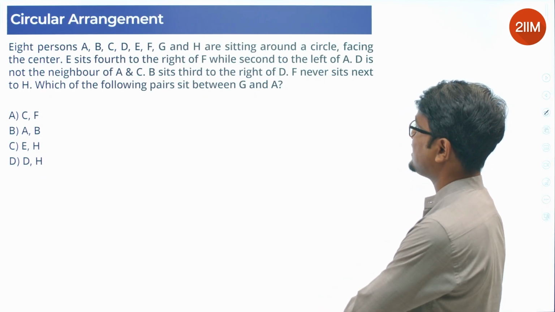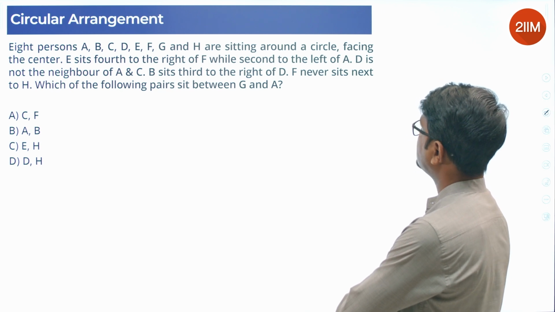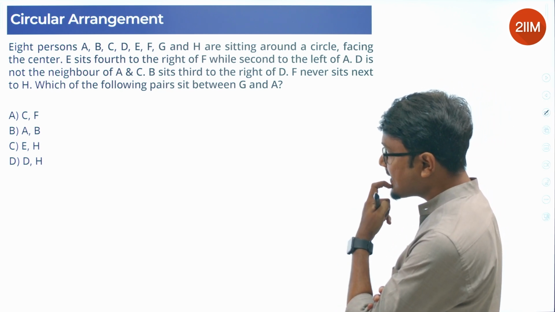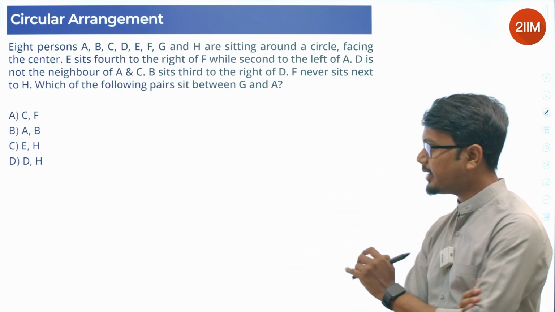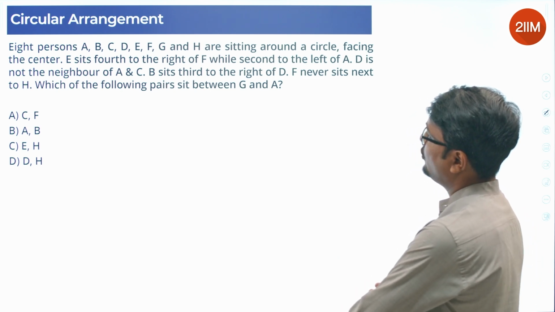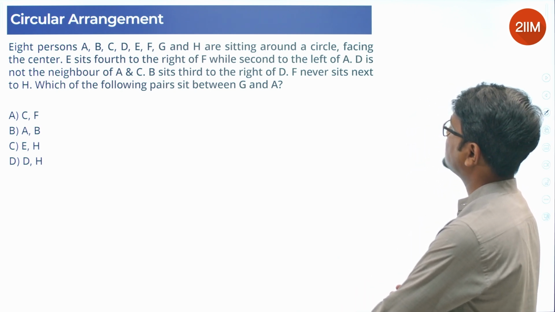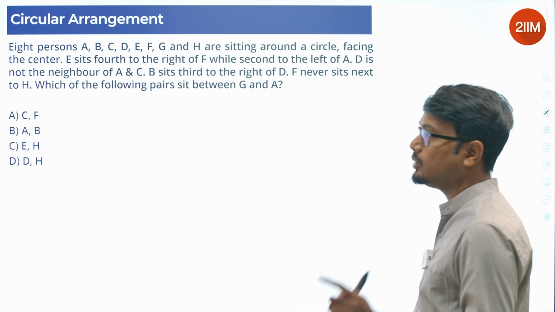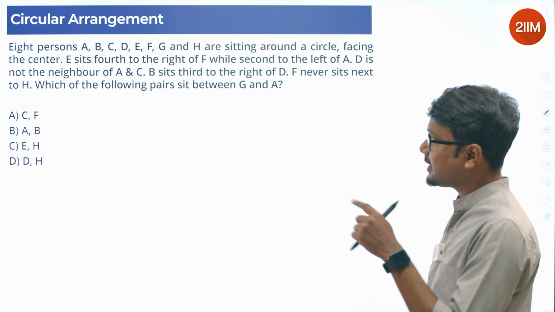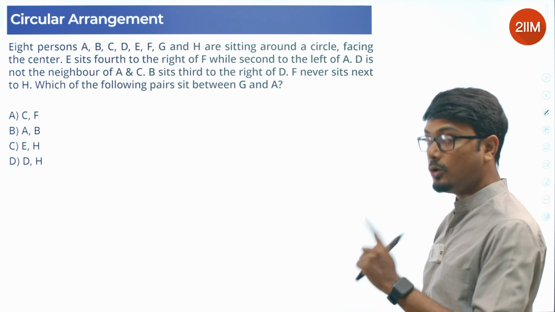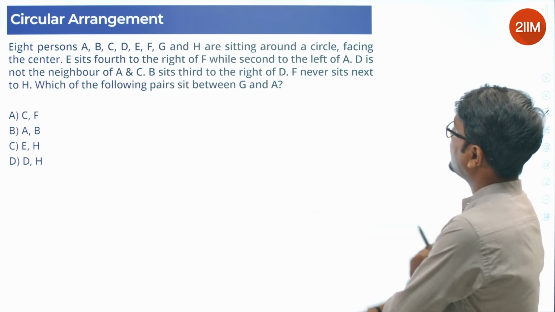Circular arrangement. 8 persons A, B, C, D, E, F, G and H are sitting around a circle facing the center. Okay, they are facing towards the center. E sits fourth to the right of F while second to the left of A. So they are referring to E. He is sitting fourth to the right of F. Also he is sitting second to the left of A.